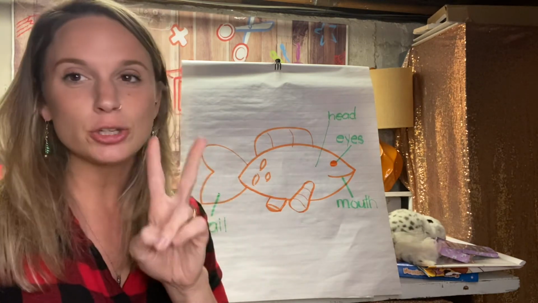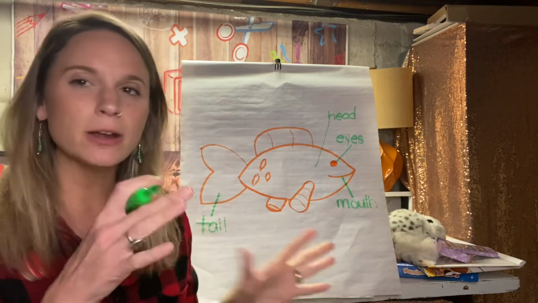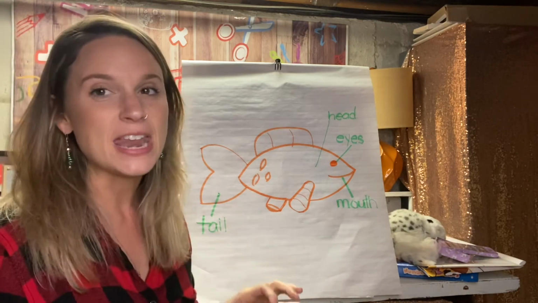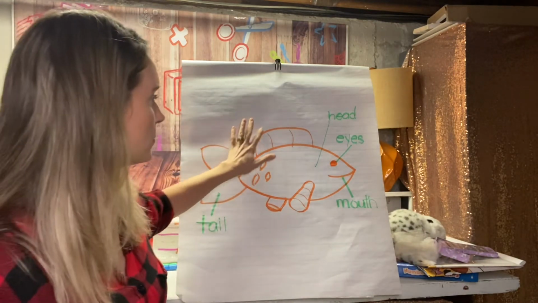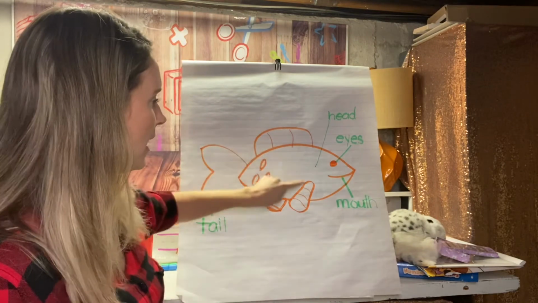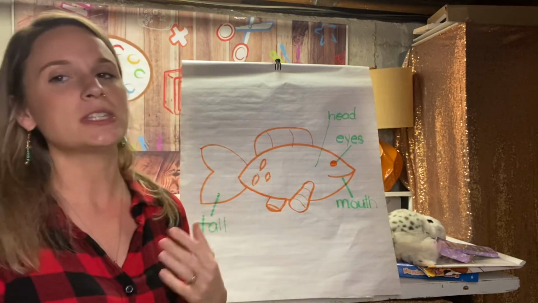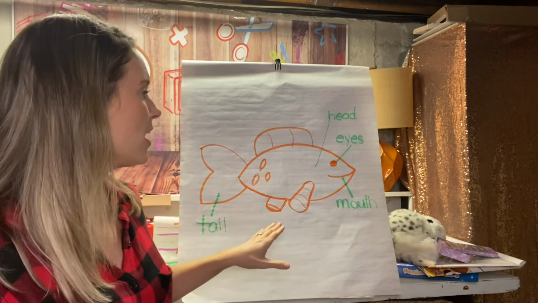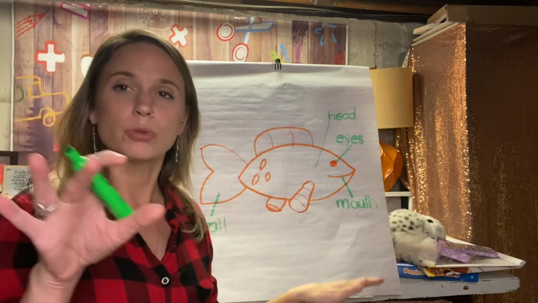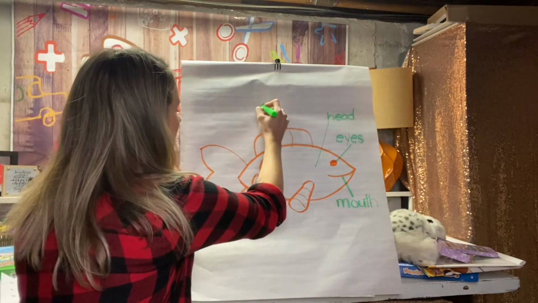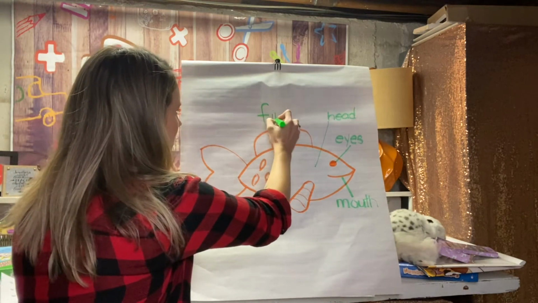Now, the next two parts are a little bit tricky, and you may or may not know them, okay? So we're going to start with the fin. Now, the fin is this top part up here, and these little parts that stick out the sides. Those are a fish's fin, and they are what helps them kind of glide through the water and swim. So we are going to label his fin.